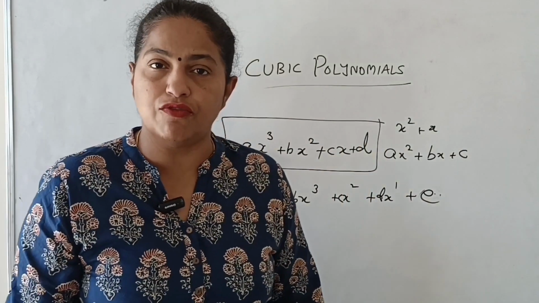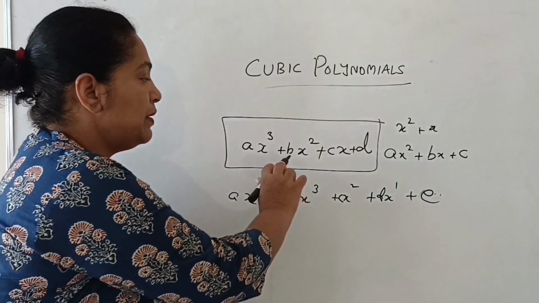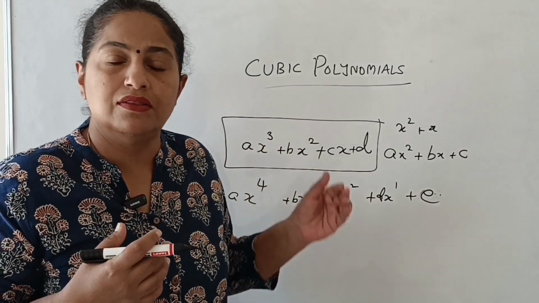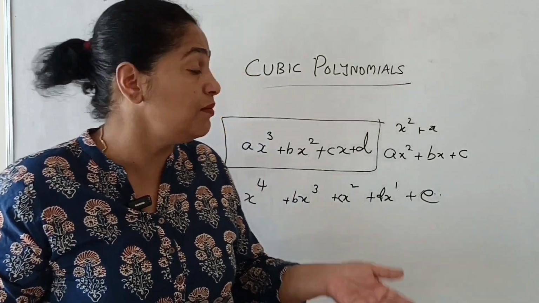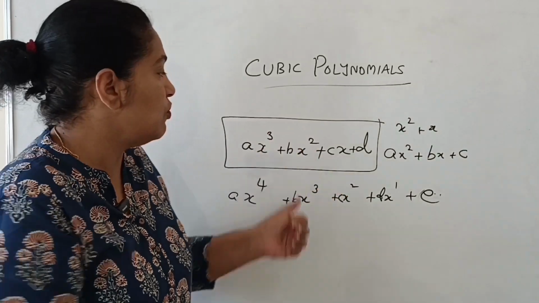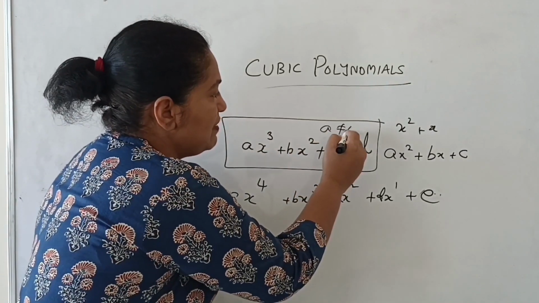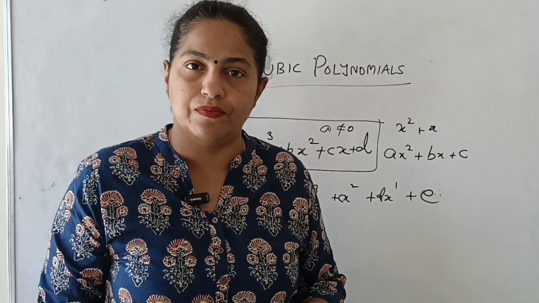this is the general form. So what is the condition for this polynomial to exist? B can be 0. See, though this is the general form, it is not necessary that it should have an x square term, but mandatorily it should have the x cube term. So A cannot be 0. B, C, and D can be 0.